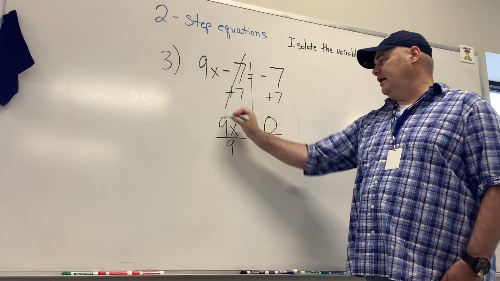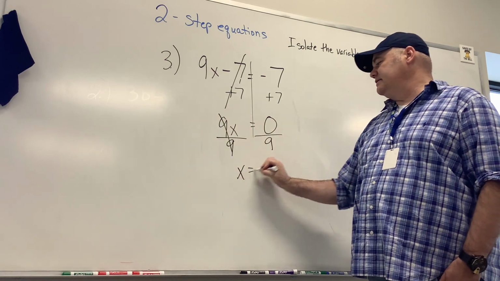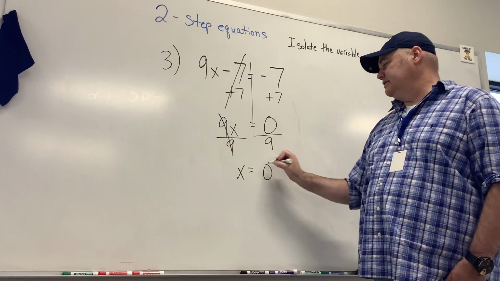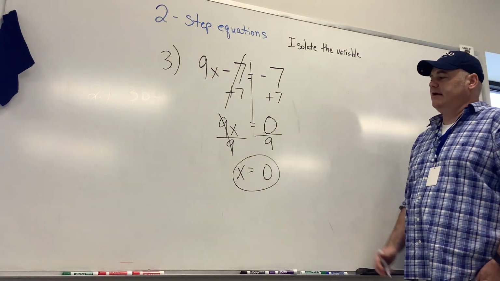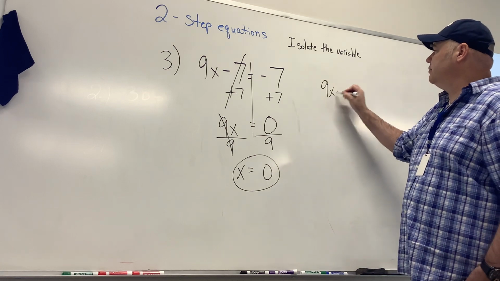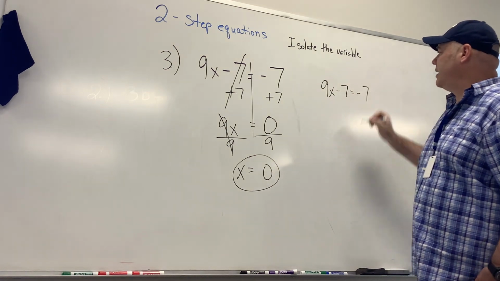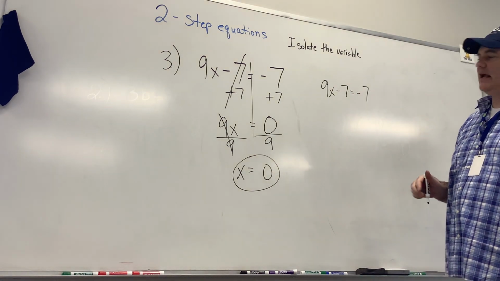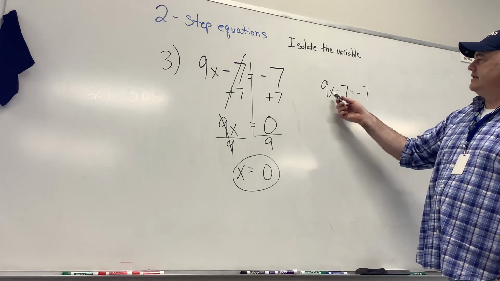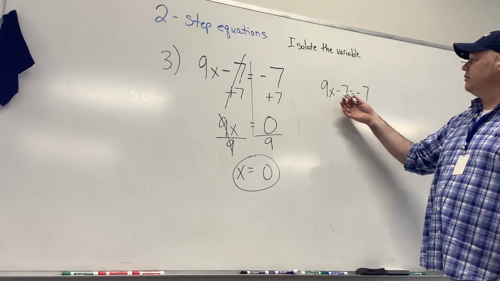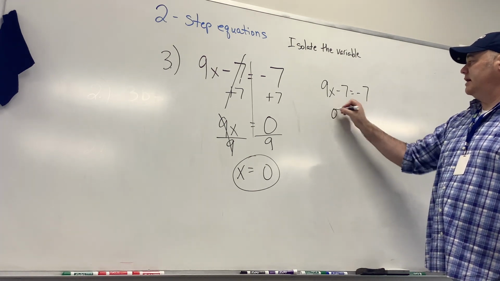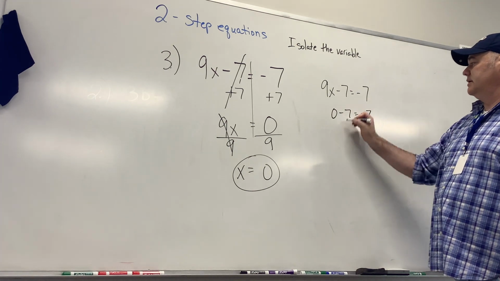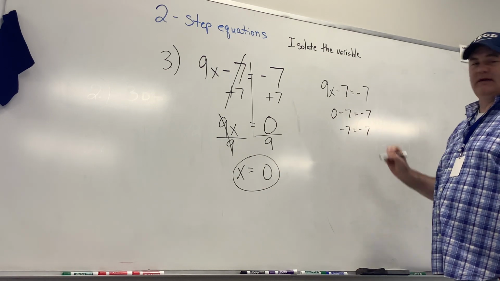Instead of multiplying, we divide. And 0 divided by anything is 0. So my answer ended up being 0, okay? And if we plug that back into the original equation, I always try to remind you, you can do that. If you're unsure of an answer, put it back in. 9 times 0 is 0. 0 minus 7 is negative 7. So that becomes a true statement because negative 7 equals negative 7, okay?